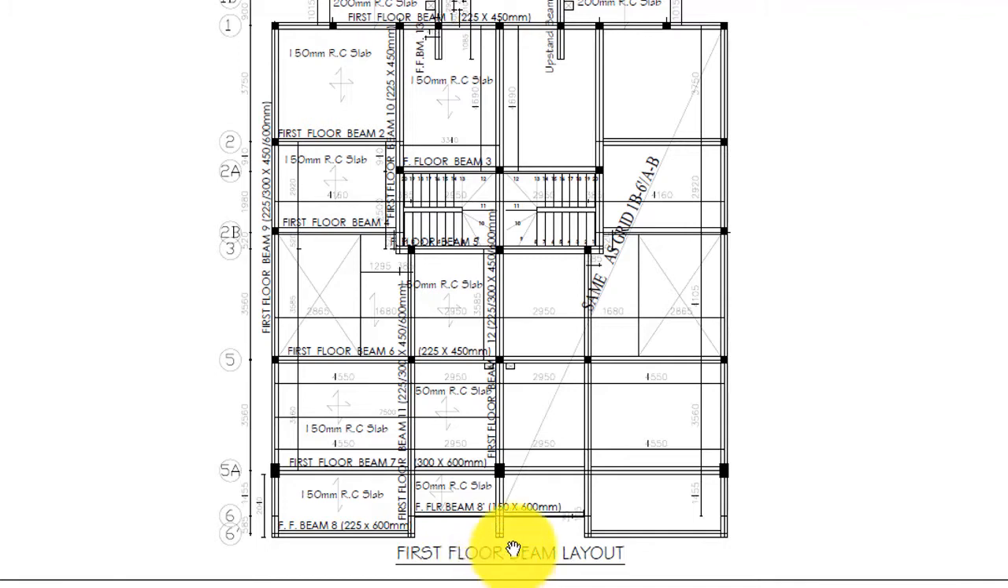And look at this. It is the beam layout. A layout is just to tell you how the beams are connected, how they are arranged. That's just the beam layout.